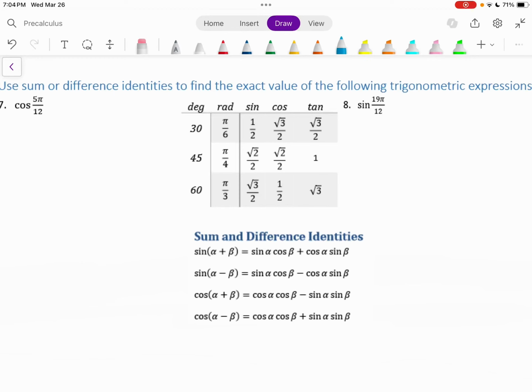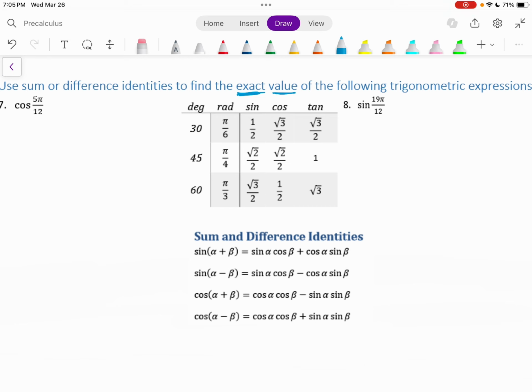We're going to look at our next section of our 5.5 to 5.6 quiz review. These directions say use sum or difference identities to find the exact value of the following trigonometric expressions. This exact value means we cannot just take our calculators and type in cosine of 5 pi over 12. That gives us a rounded answer. Now it is very accurate because it goes to like 9 decimal places, but it's not exact. So here's what we want to do.